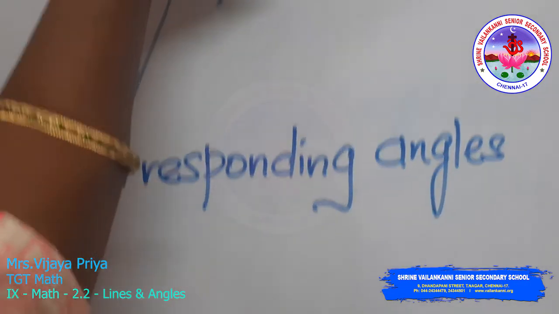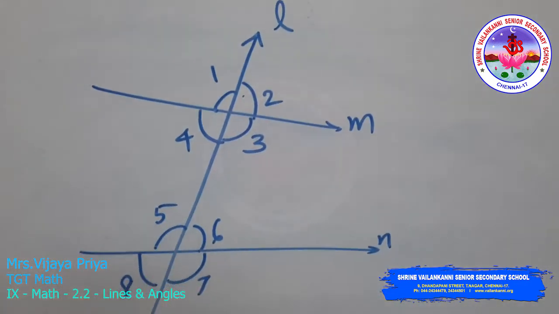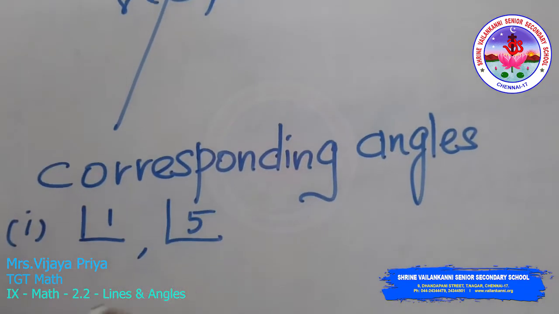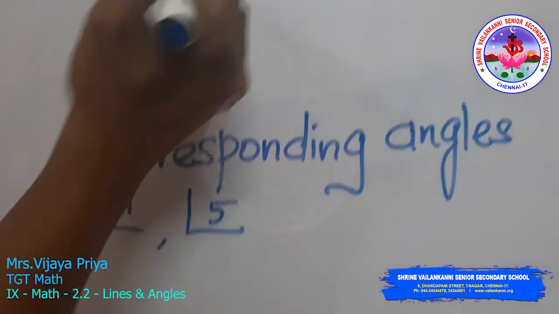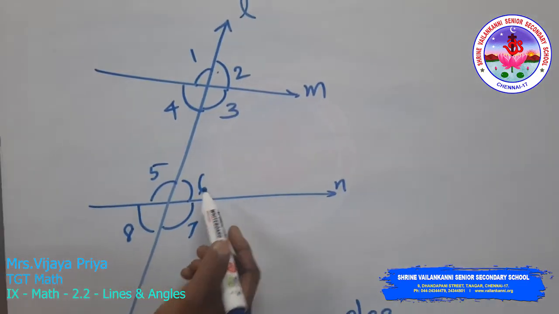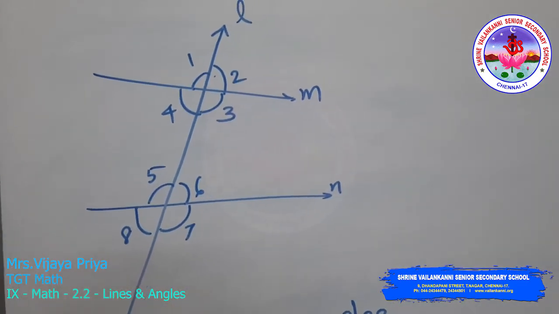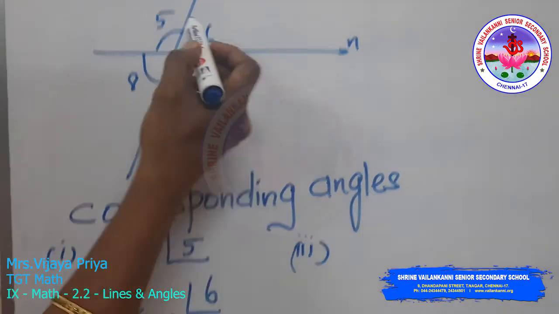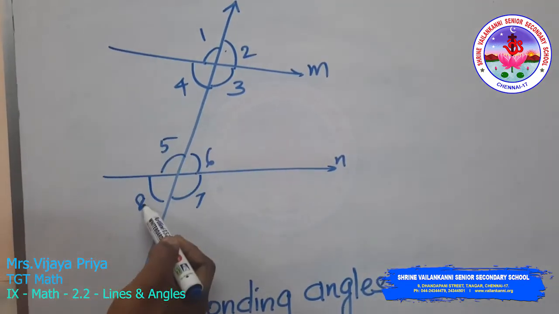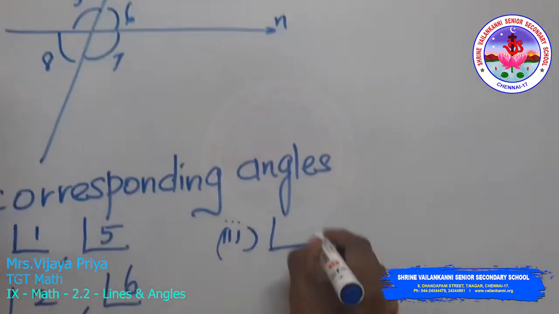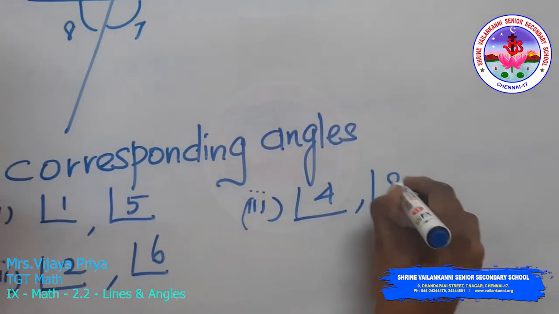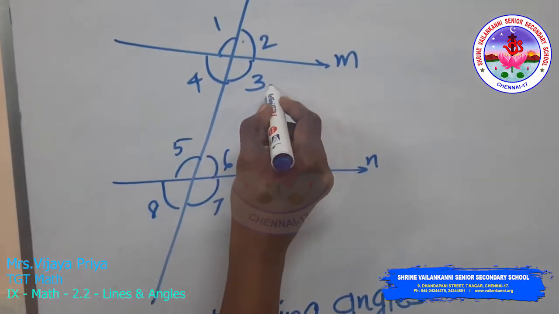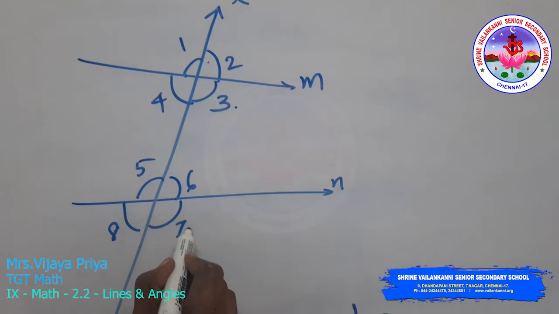The first pair is angle 1 and angle 5. Now the second pair is angle 2 and angle 6. The third pair is angle 4 and angle 8. The fourth pair is angle 3 and angle 7.